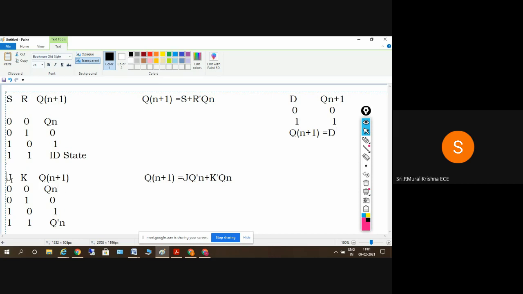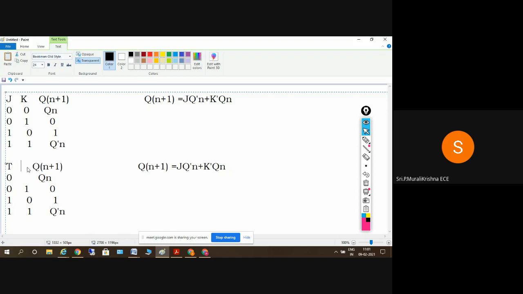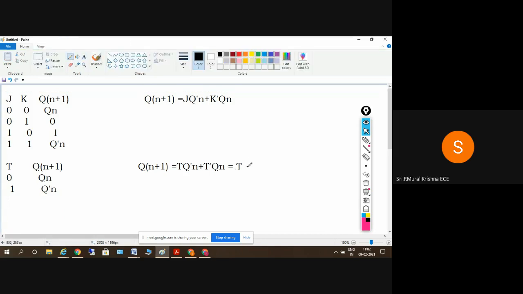The same case for the T flip-flop. For T flip-flops, we'll have T. This is the truth table of the T flip-flop in short, replacing J and K with T. So that is equal to T exclusive-OR Q of n. These are the four kinds of flip-flops that will be available.